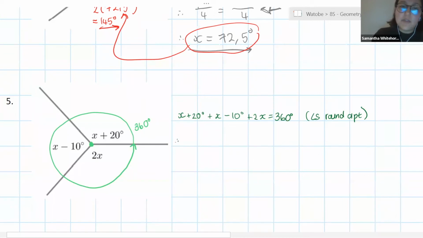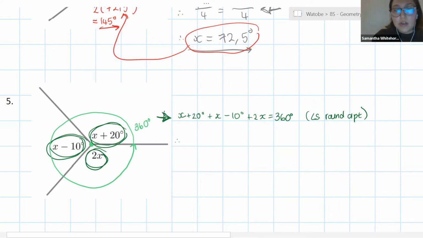Can you just say that last step again for me? I said X plus 2X is equal to 3X, is equal to 360 minus 20 minus 10. Okay, can I just, maybe I misheard you. When we add them all together, so we say X plus 20 plus X minus 10 plus 2X. Yes. So you agree with my first step? Yes. Okay, cool. So if we're adding the x's, I've got x plus x plus 2x. So should that be 4x? I added x plus x plus x, which was equal to 360 minus 20 minus 10.